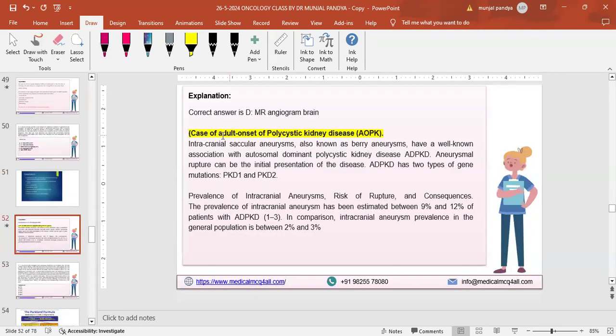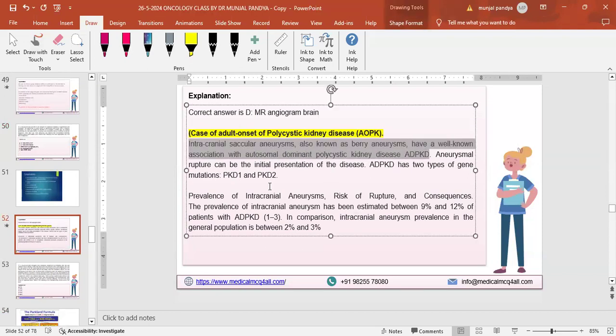So very interesting story. In a case of adult onset polycystic kidney disease, intracranial saccular aneurysm, also known as a berry aneurysm, has a well-known association with autosomal dominant polycystic kidney disease. Excellent, important, isn't it? Is that clear, doctor? So whenever you come across polycystic kidney disease, always go for the MRI brain and try to figure out whether there is an aneurysm, because there is a high chance of mortality if the aneurysm ruptures.